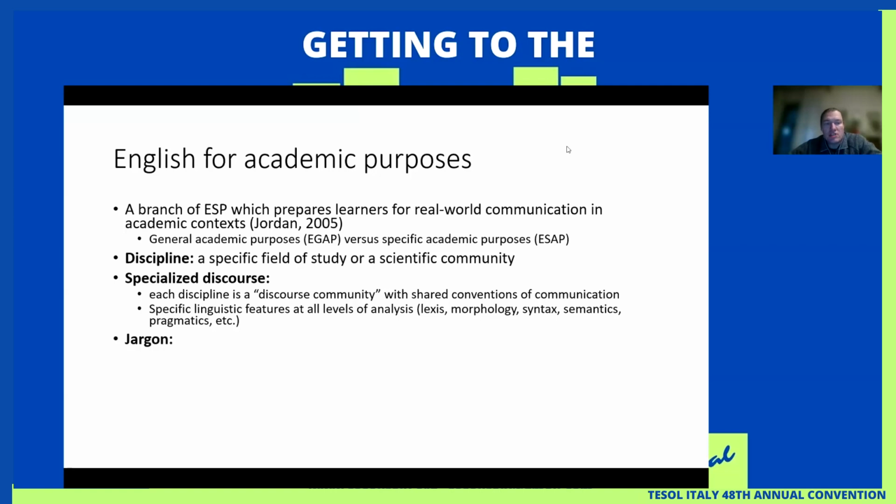Another important term is jargon. So the field-specific lexis, which has a special meaning among experts. So sometimes there are words that have a common meaning among everyone, but then among experts, they have specific meanings. And then sometimes there are terms that are only used within specific fields to refer to specific concepts.